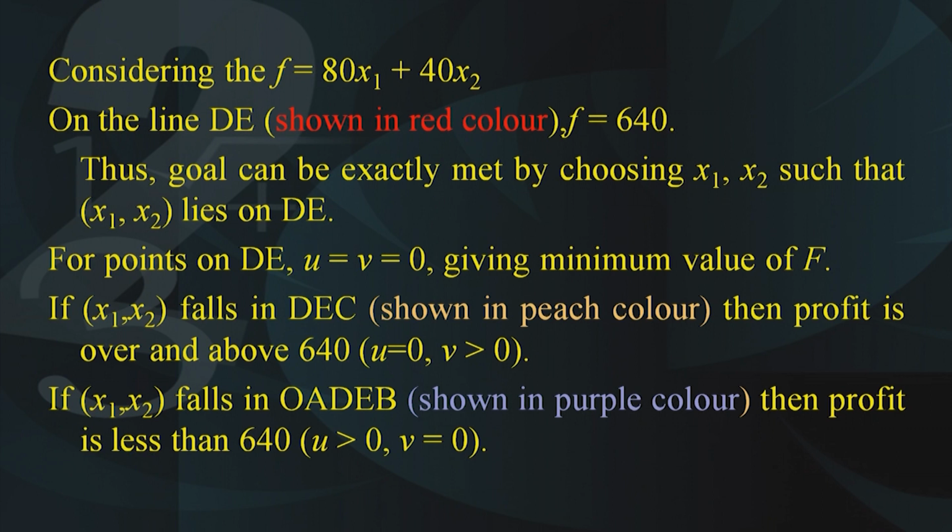The second situation arises if the point x1, x2 falls in the region denoted by DEC. This is shown by the peach colored area. In this region, the profit is over and above 640. This is indicated by the variable u equal to 0 and v strictly greater than 0.